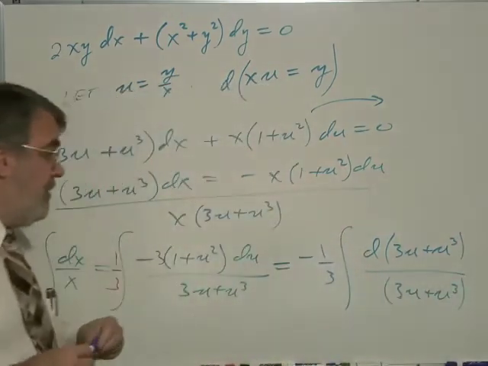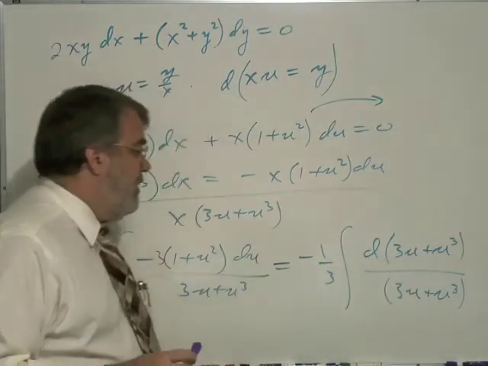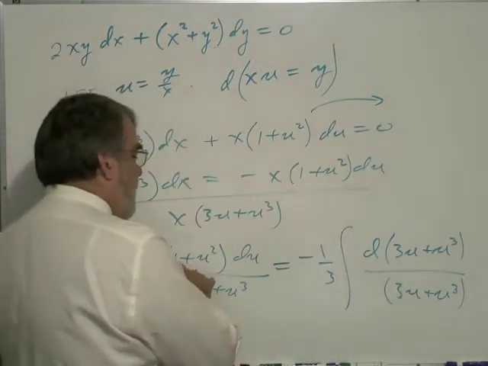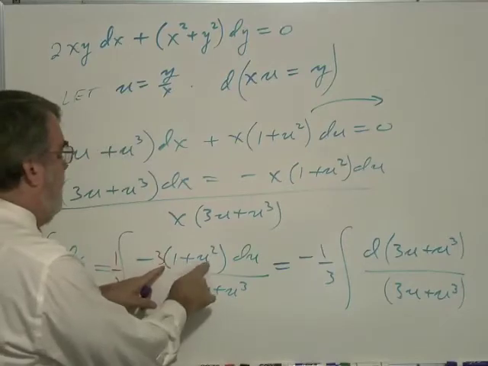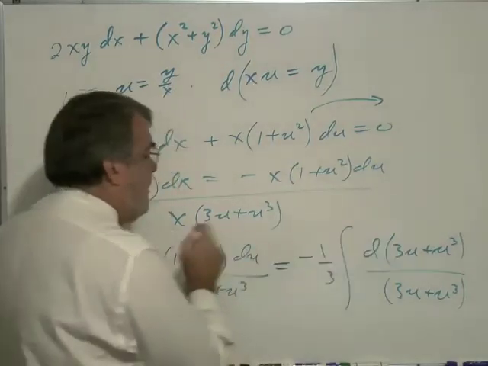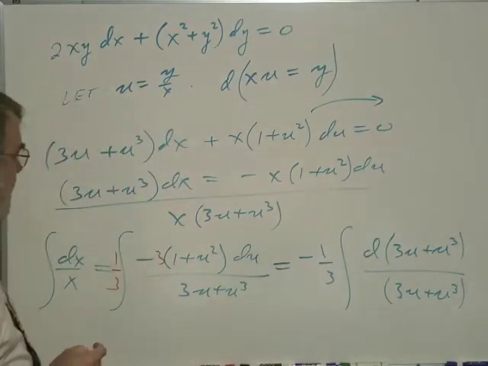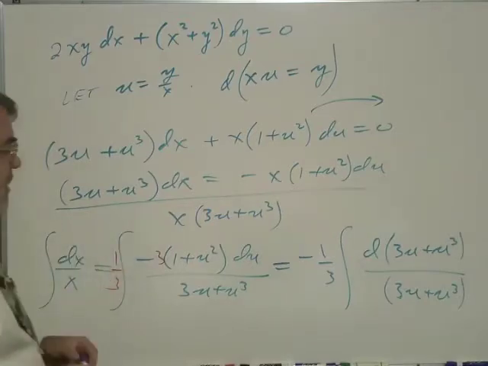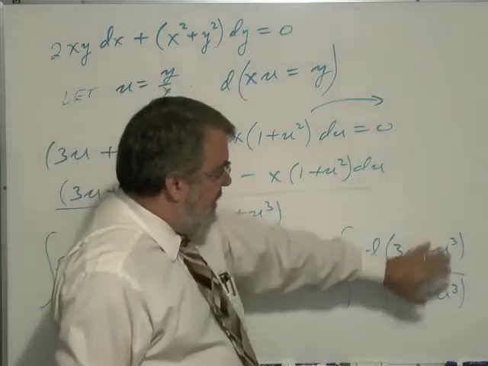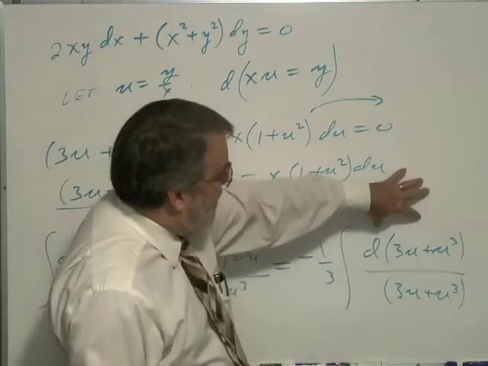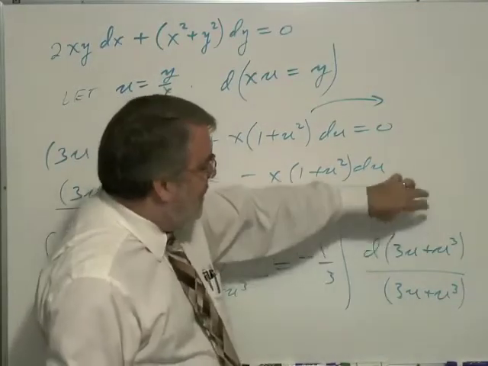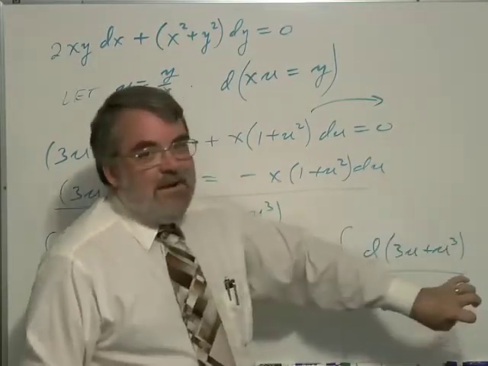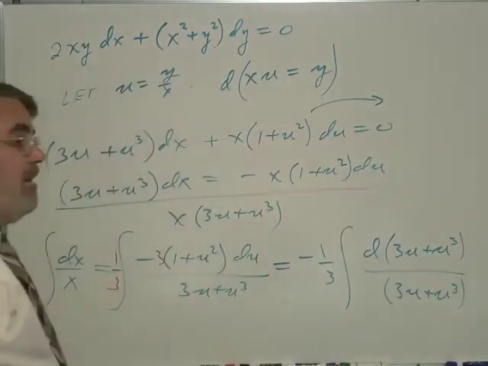So follow me on this. This differential is 3 plus 3u squared times du, isn't it? Right, so this equals out, and what do we have? This is a logarithm form, isn't it? It's a dx over x form. So this antiderivative, this integral, will be a logarithm.